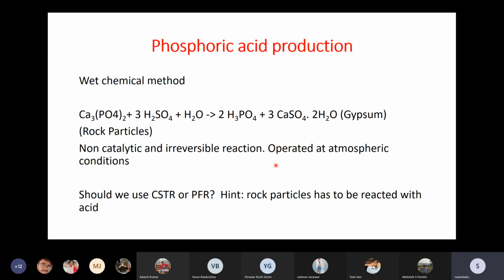What reactor should we use, CSTR or PFR? Students, what reactor shall we prefer to use? Again, the scenario is that rock particles have to be reacted with acid. Which reactor do you think we should use, CSTR or PFR?